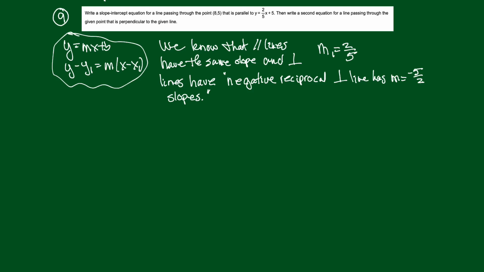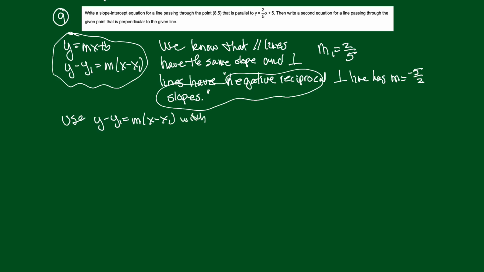So to get the negative reciprocal slope, all you do is just take your slope, flip it over, and change the sign. So it'll become 5 over 2, but negative. Now, I have this. I'm going to use y minus y1 equal to m times x minus x1. Okay, m, I know m now, right? M is negative 5 over 2.